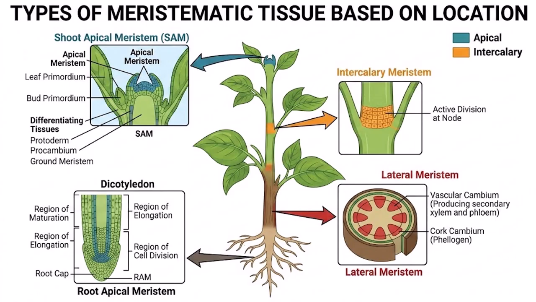Here you can see the position of shoot apical meristem. Here you can see the position of root apical meristem. Here you can see the apical meristem. Here you can see the intercalary meristem, which is responsible for the growth of nodal region, leaves, lateral branches, and here is the position of lateral meristem. Actually here it is shown that because of the activity of a lateral meristem, there is increase in the girth or the thickness.